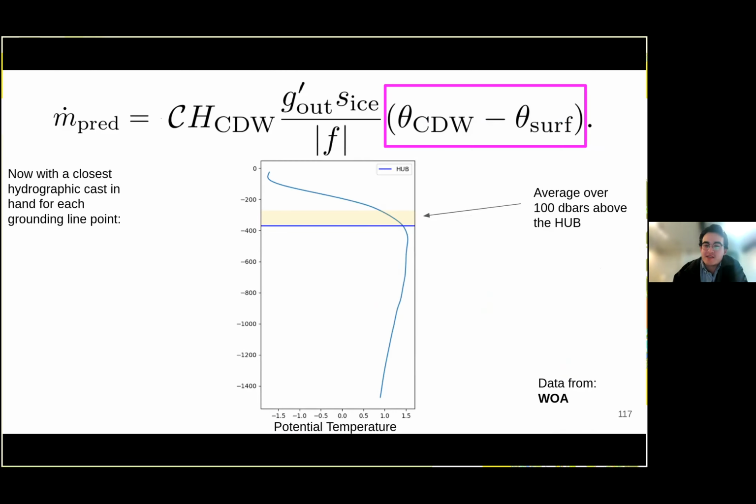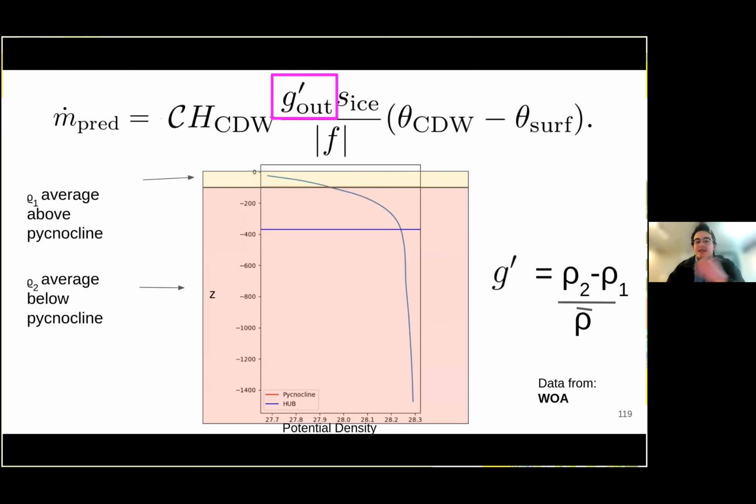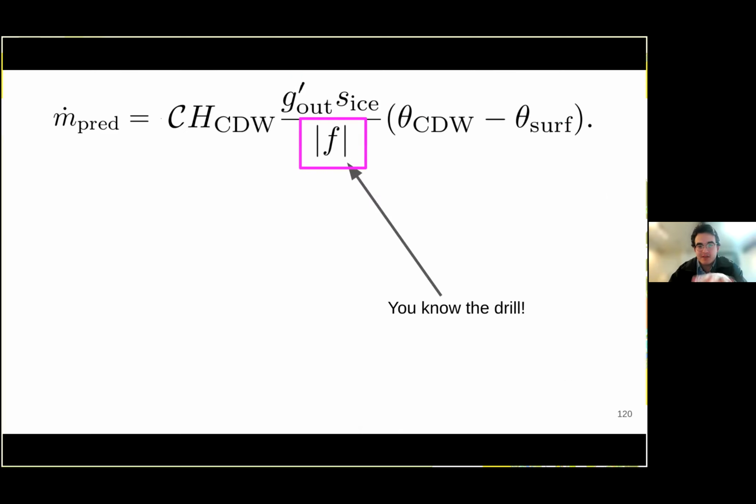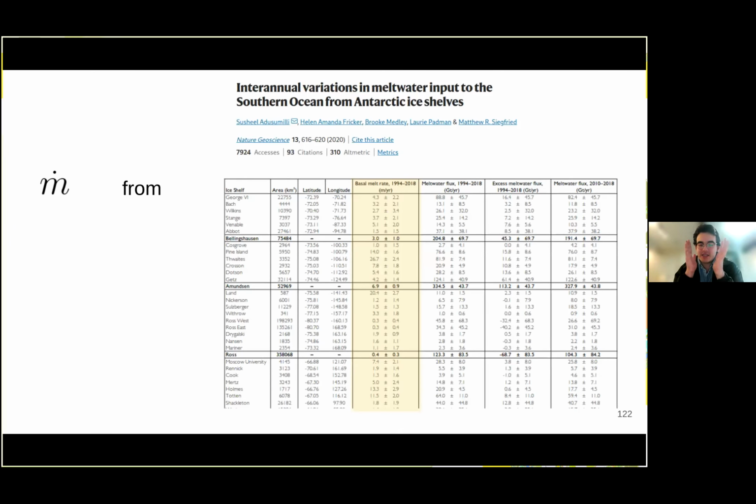And then from there, the process looks really similar to what we did for our models. So we take the thermal term, we take the temperature at the depth of the hub, we estimate the pycnocline and subtract from that the hub depth to get the layer thickness. We estimate the stratification above and below the pycnocline. And the Coriolis parameter, as always, is pretty easy to calculate. And then we take the predicted melt and the observed melt that we're going to compare to. We're just taking that from the supplementary table in the back of Adusumilli et al. 2020. So we're not even doing any calculations on that, just copying and pasting from a PDF.